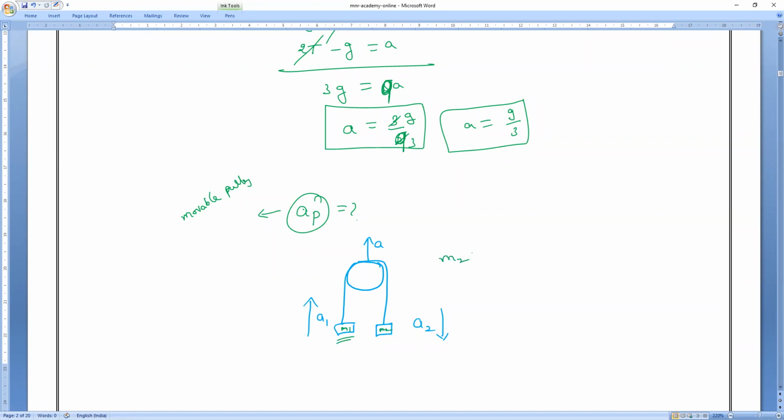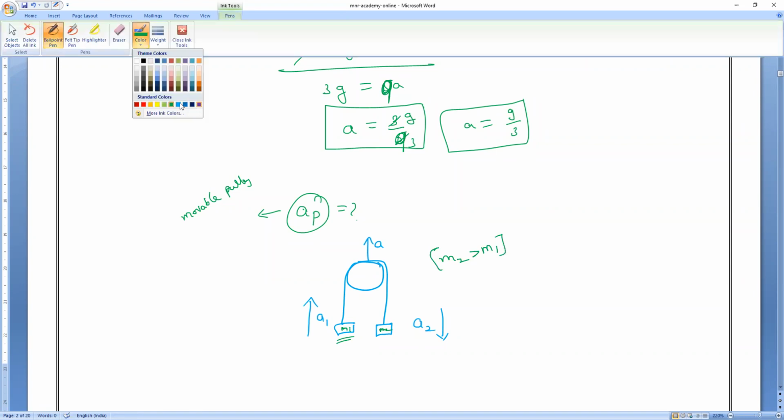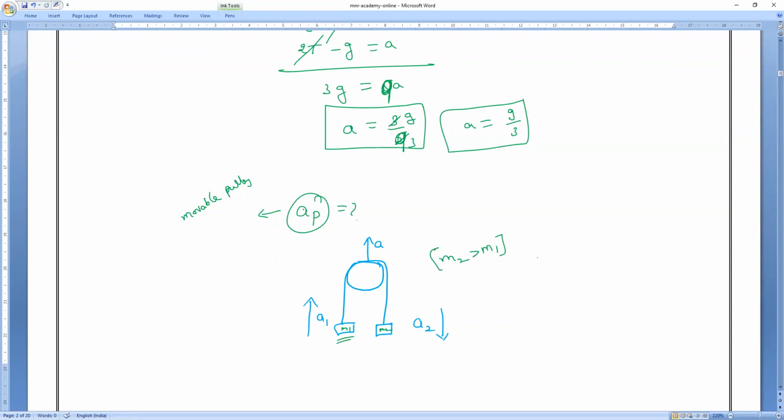So, who is greater? M2 is greater than M1. Am I right or wrong? Can you understand? Yes, sir. Then all of you remember, the acceleration of the mobile pulley is equal to A1 plus A2 by 2. So, this is the formula for the acceleration of a mobile pulley.